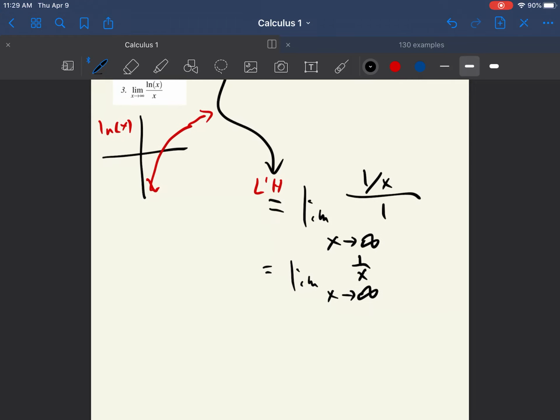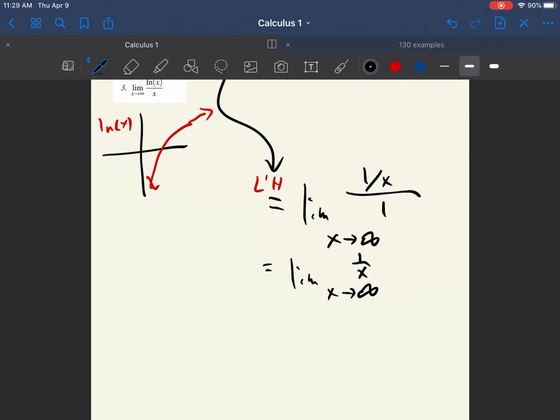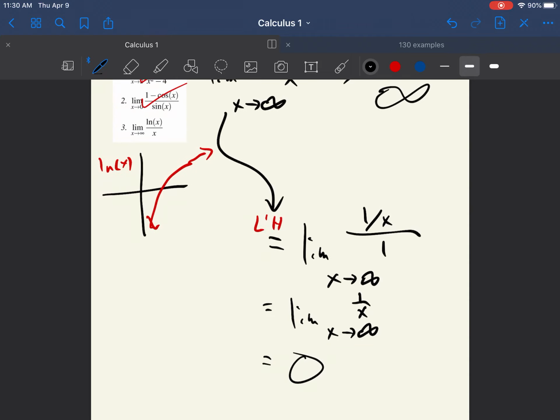Okay? And then if we think about this, 1 over x, what happens when I take the number 1 and I divide it by bigger and bigger numbers? Well, that should just be going to 0, right? So this is 0. Okay? So then the answer I get for number 3 here is this 0.